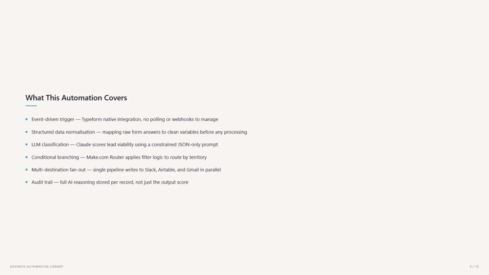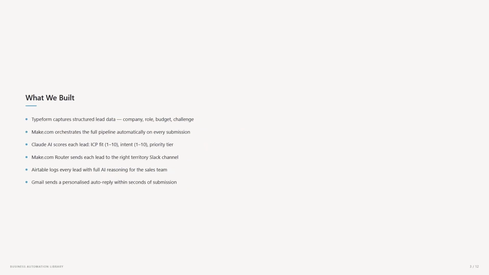This project puts that layer on autopilot. Claude reads the lead's company, role, budget, and stated challenge, then returns two scores, ICP fit and intent, plus a priority tier and a written reasoning string. Make.com takes that output and wires it to three destinations: the right Slack channel for the territory, an Airtable record for the sales team CRM, and a personalized email back to the lead.